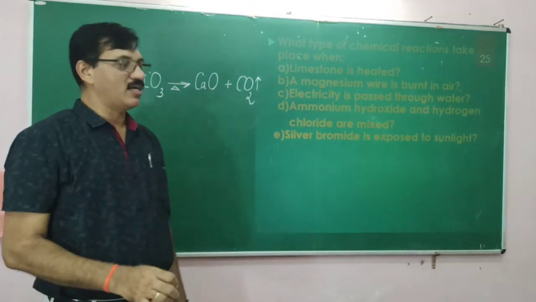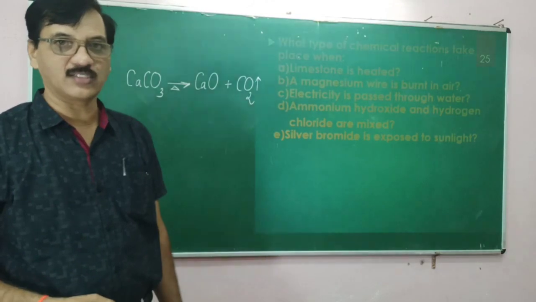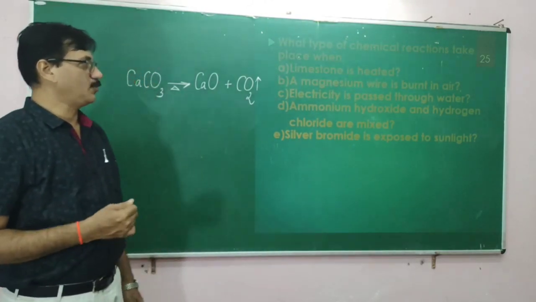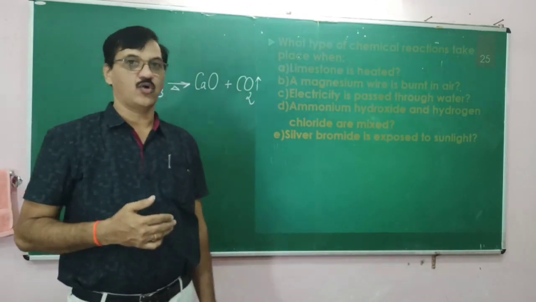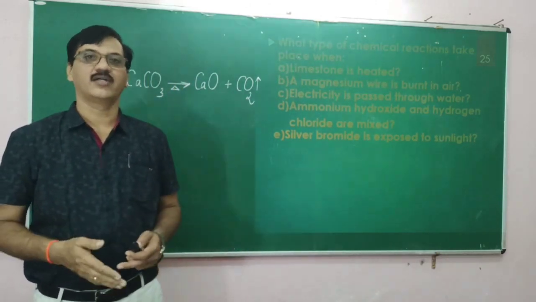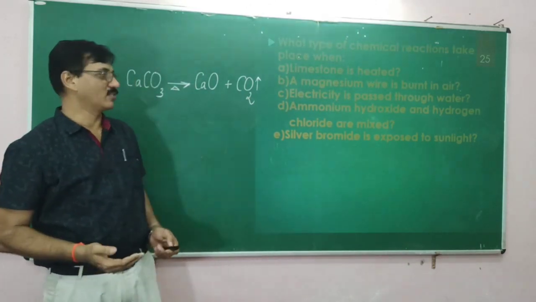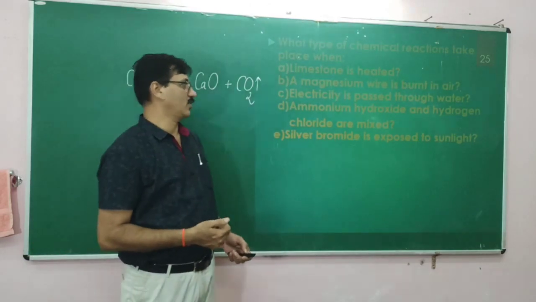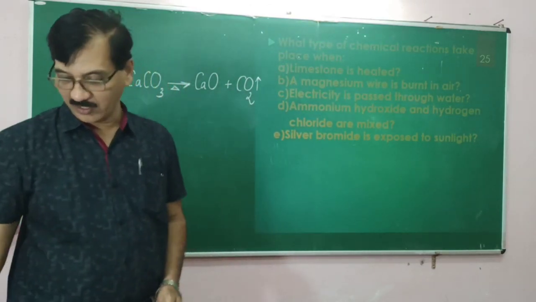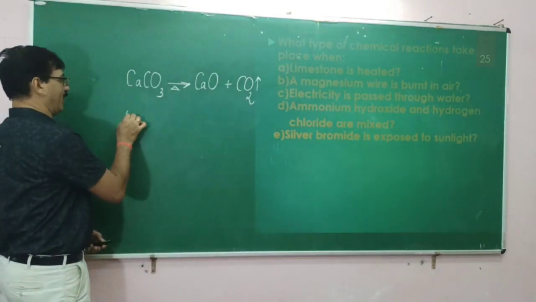A magnesium wire is burnt in air. So magnesium, Mg plus O2 giving rise to MgO is the answer. Electricity is passed through water. So when electricity is passed through water, water breaks to give hydrogen gas and oxygen gas. So it is a decomposition reaction. Ammonium hydroxide and hydrogen chloride are mixed.